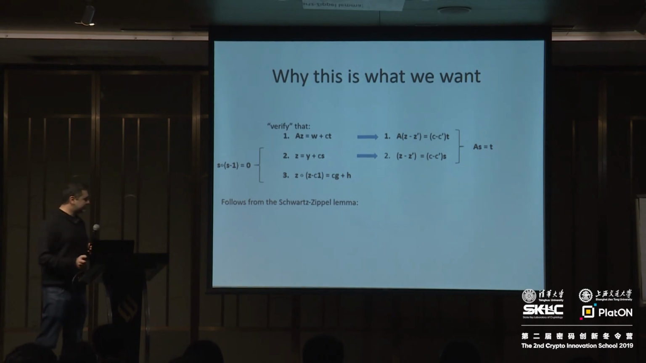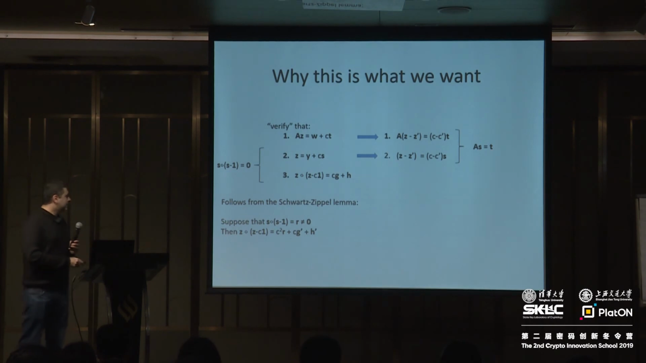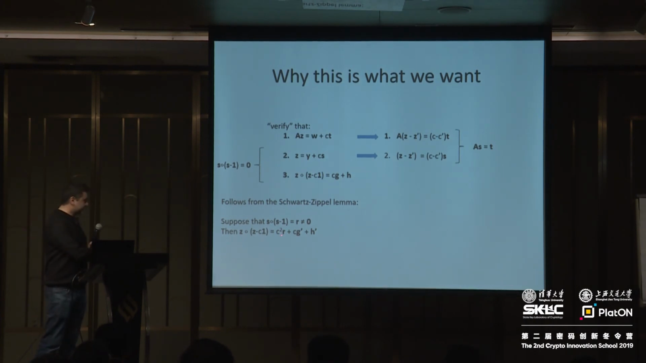And here's the reason. This actually follows from the Schwartz-Zippel lemma, but forget it if you don't know what this is, it's fine. So suppose that this is not 0. Suppose for contradiction this was not 0, this is something else, some R. Then the component-wise product of Z with Z minus C1, as we saw before, is going to be C squared times R plus C times some G prime plus some H prime. This is not going to be 0, right? Just by expanding, because we know that Z equals Y plus CS, so we just expand it like this.